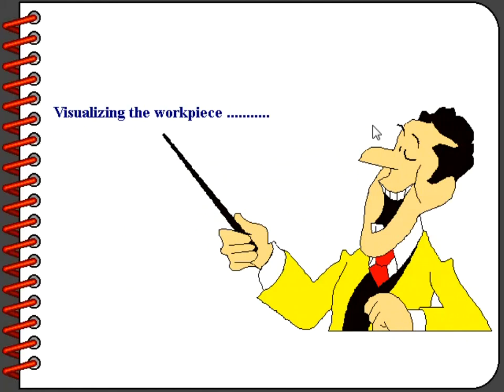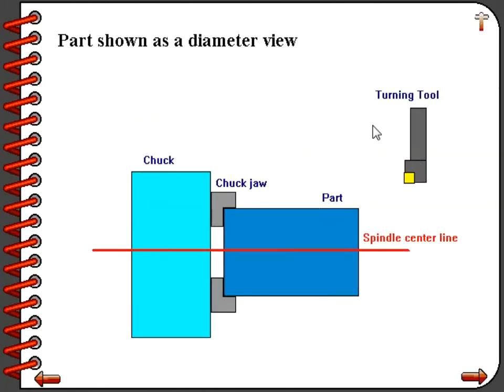Let's take a look at visualizing the workpiece. To familiarize you with the CNC turning center, traditionally the chuck is located at the left end with the workpiece towards the center and the turning tools coming from the upper right-hand corner. This would be a conventional two-axis CNC turning center layout.